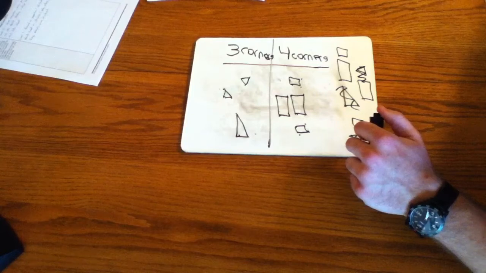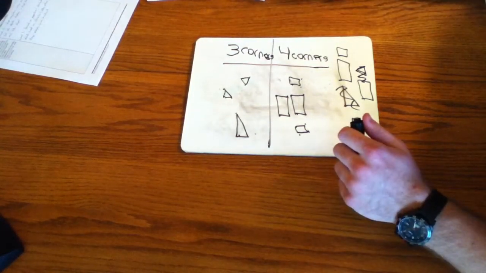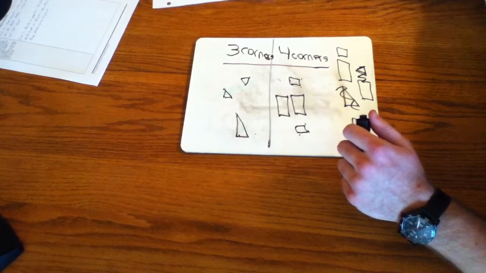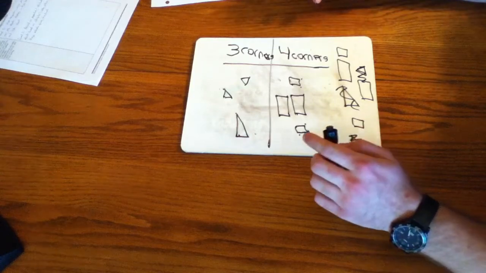And so, yeah, that was geometry using the Van Hiele levels: level 0, which was visualization, and level 1, analysis. And so that was geometry.